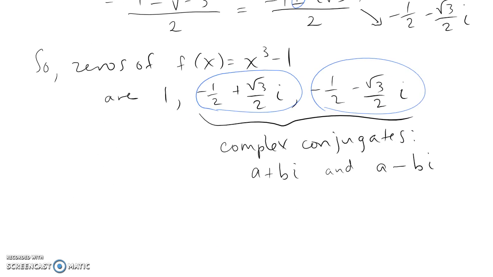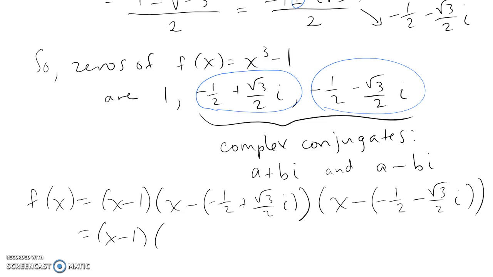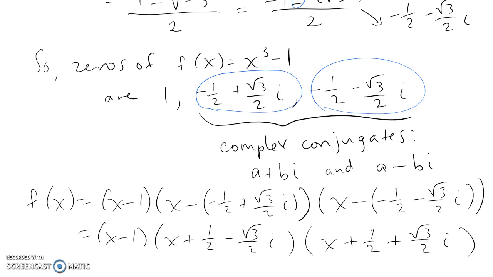All right, so now we could write the full factorization of f of x as x minus 1 times x minus its 0, -1/2 plus root 3 over 2 i, and x minus its other 0, -1/2 minus root 3 over 2 i. And I know it's super pretty. We can get rid of a few of the parentheses, x plus 1/2 minus root 3 over 2 i, but we can't get rid of all the different terms. We also get x plus 1/2 plus root 3 over 2 i as the factorization.